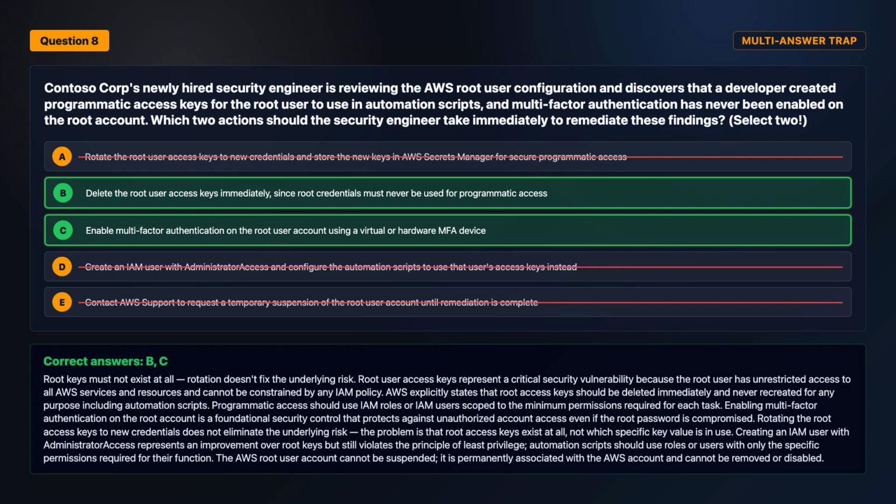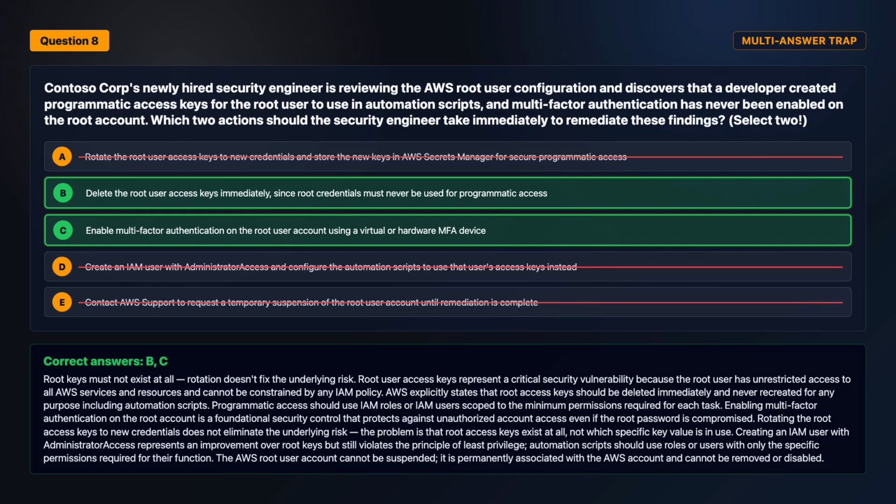The correct answers are option B and option C. Root keys must not exist at all. Rotation doesn't fix the underlying risk. Root user access keys represent a critical security vulnerability because the root user has unrestricted access to all AWS services and resources, and cannot be constrained by any IAM policy. AWS explicitly states that root access keys should be deleted immediately and never recreated for any purpose, including automation scripts. Programmatic access should use IAM roles or IAM users scoped to the minimum permissions required for each task.